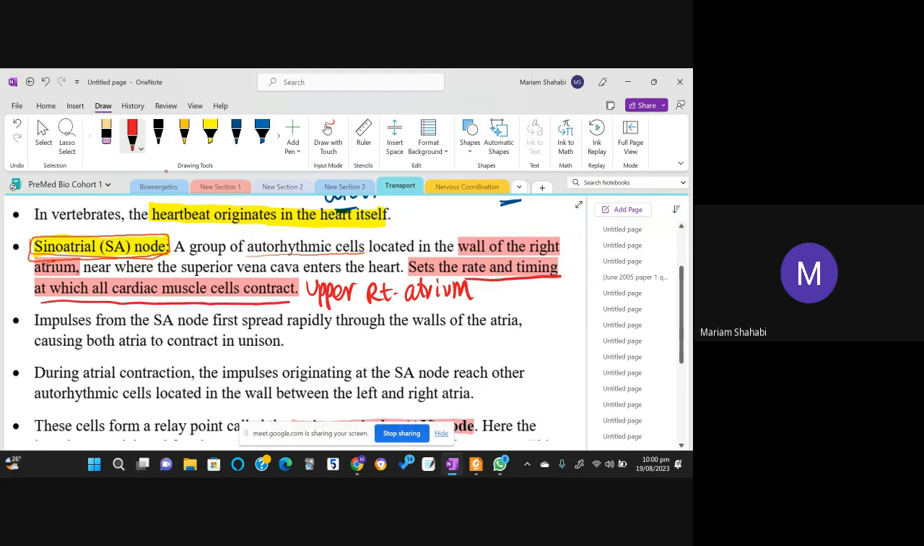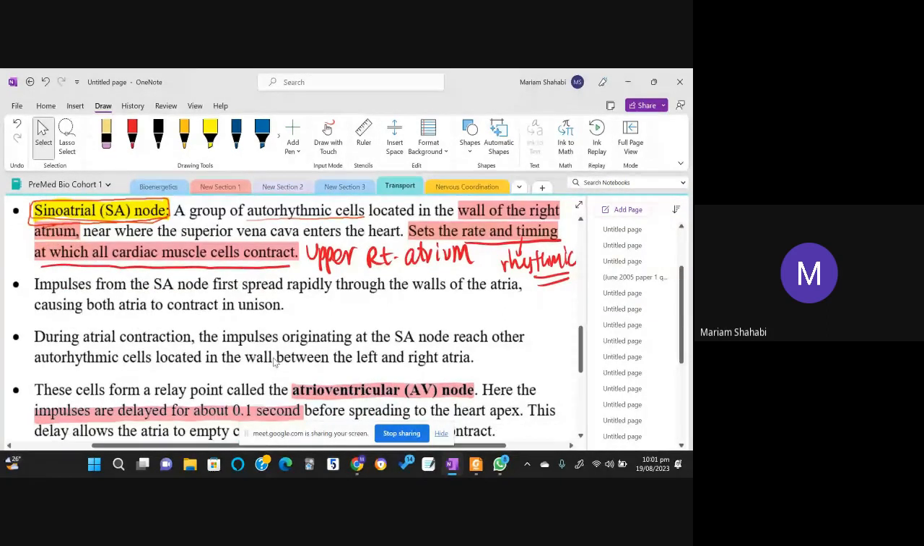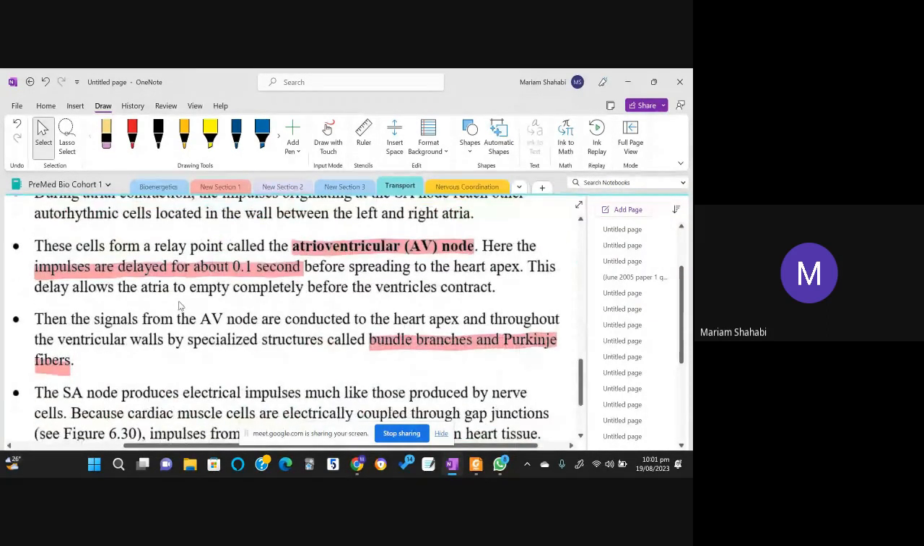If there is a set rate and timing, तो इसका मतलब है कि it is rhythmic. Okay, this is what we mean by rhythmic. There is a fixed rate, fixed number of contractions, और हर contraction कितना time लेगी वो भी fixed है. और ये कौन fix करता है कि sinoatrial node decide करता है. Impulses from the SA node first spread rapidly. Now I'll come to the diagram.